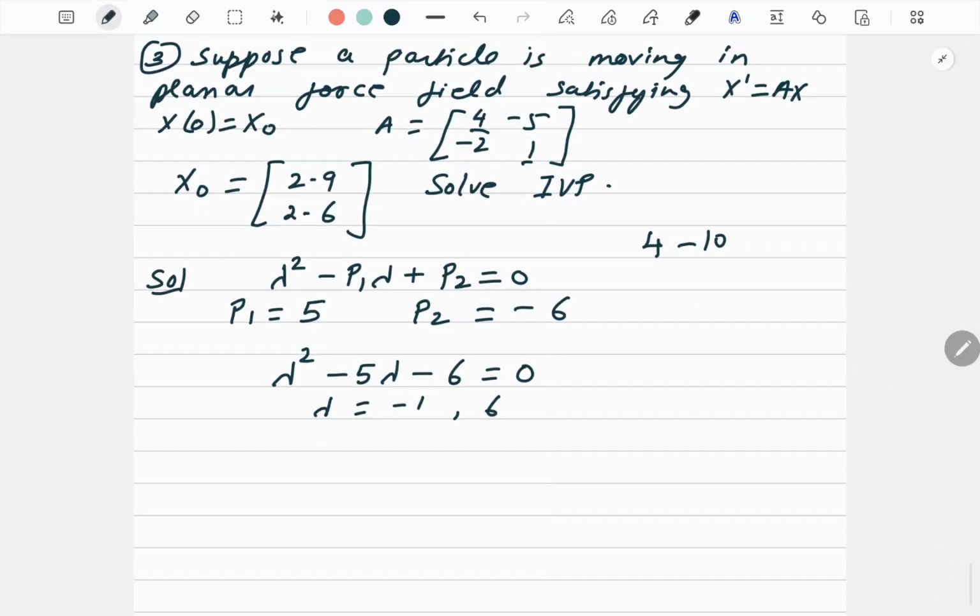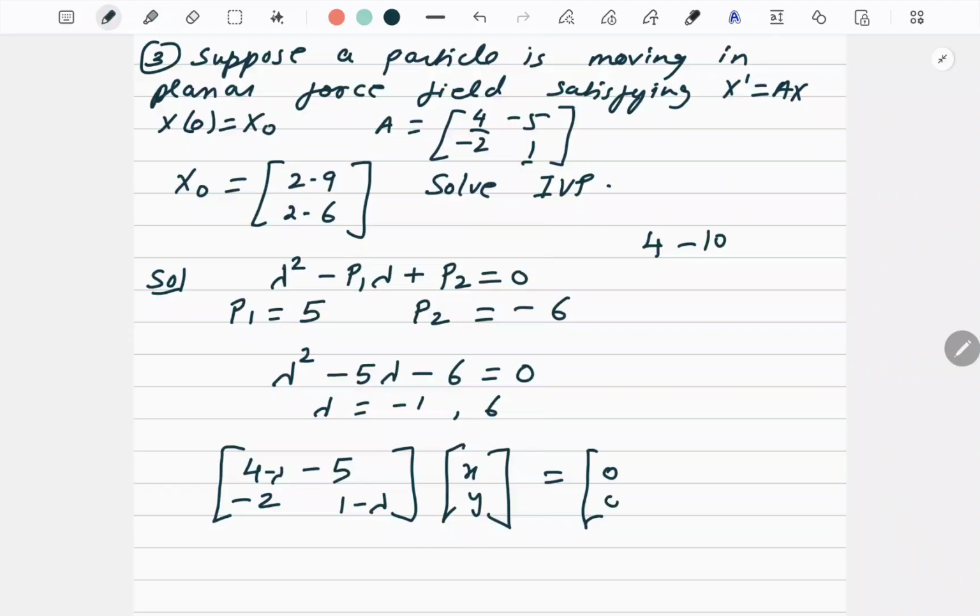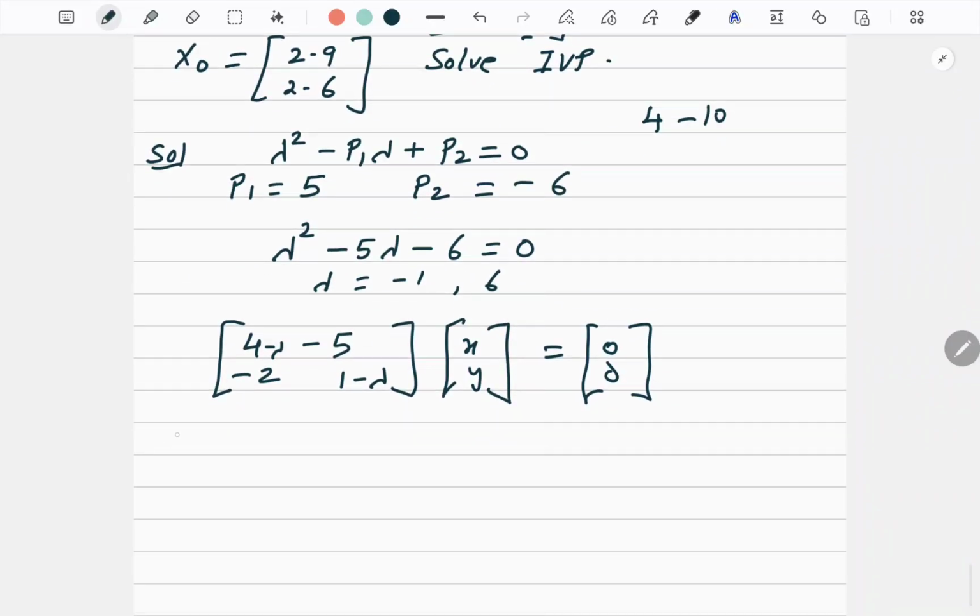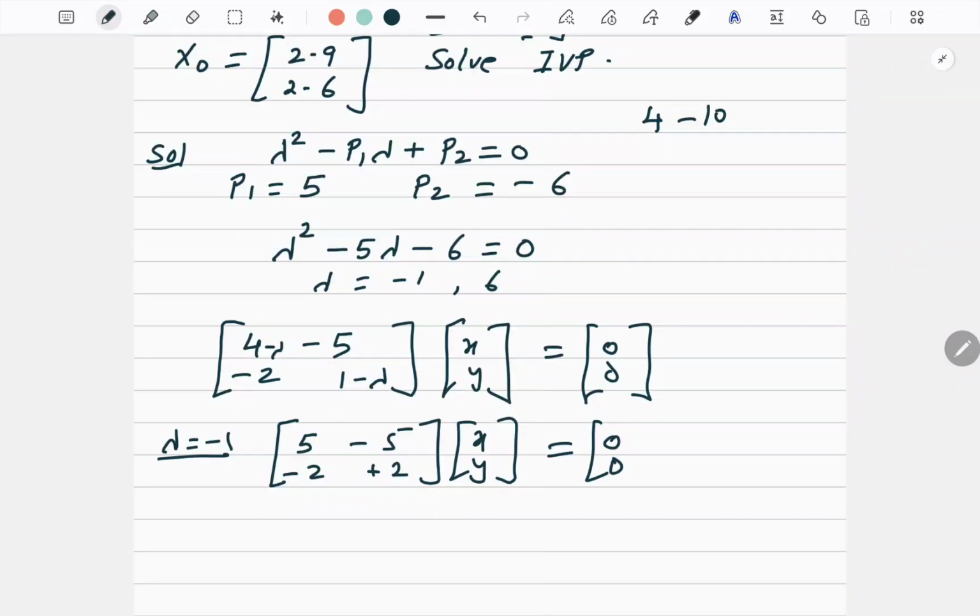Now let me find out the eigenvector. We have already practiced a lot eigenvectors. So what is the working procedure for that? Put lambda here, lambda here. Then xy is equal to 0, 0. Give me eigenvectors, correct? Now first lambda is equal to minus 1 I will take. When you take lambda is equal to minus 1, this will become 5, minus 5, minus 2, minus 2. Sorry, plus 2. Then xy is equal to 0, 0.